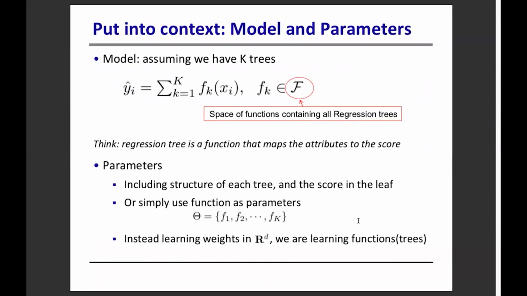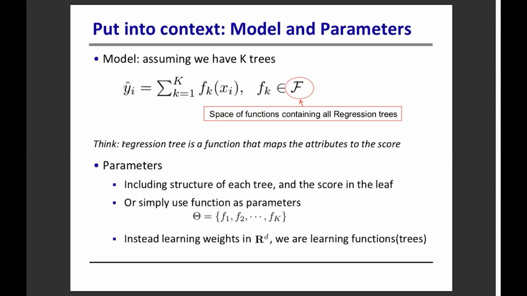And if we put this into the context of models and parameters, assume that we have k trees. If each tree is a regression tree, f is our regression tree, we feed the instance and it gives us a score, and then we sum it up. That's what we did just now. This kind of formulation represents that we are doing the prediction using the ensemble.